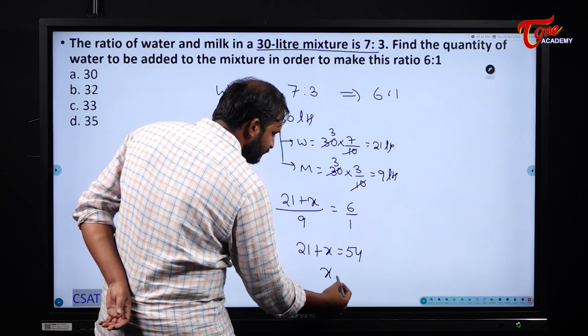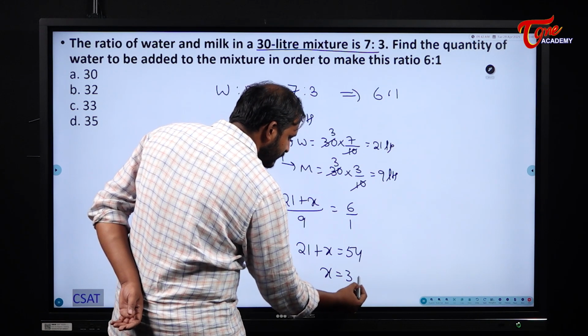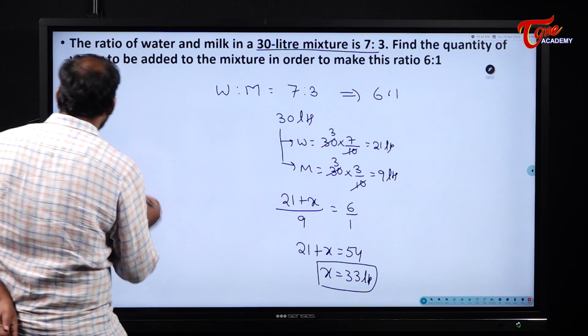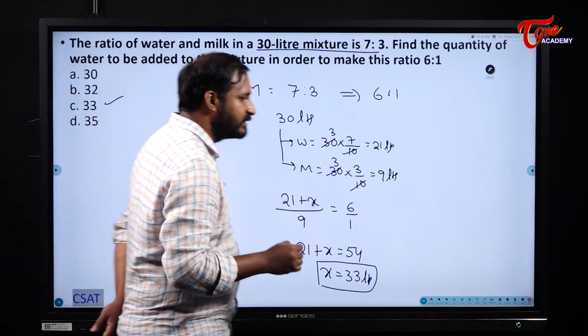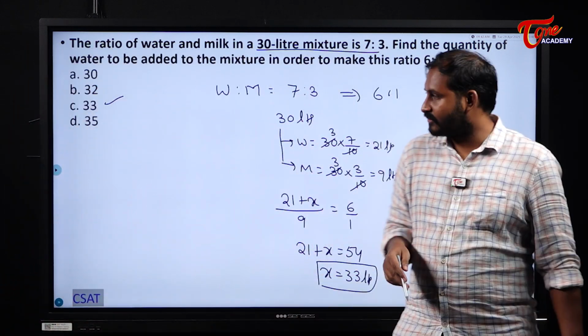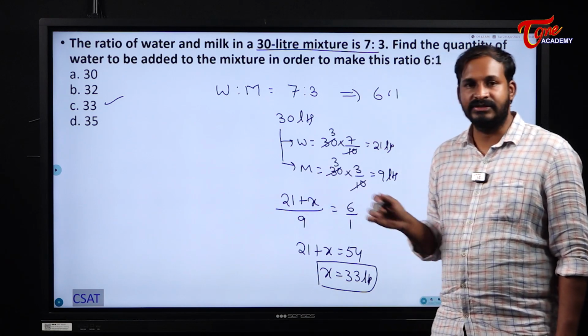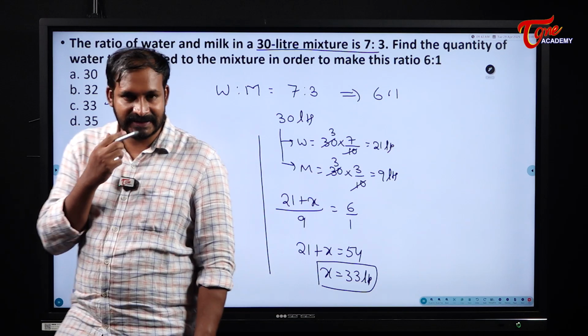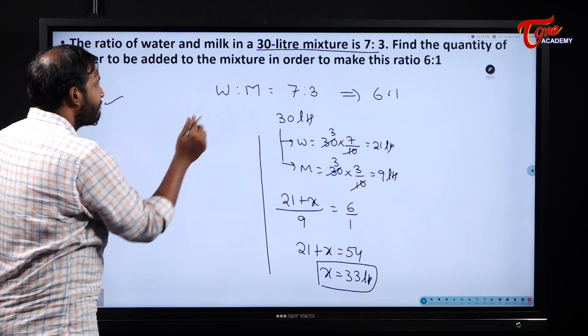So what will be X? What is the value of X? I will get 33 liters here. That means what quantity of water should I add here? I should add 33 liters of water to this mixture, so that the ratio becomes 6:1. Or else the other method is, see here students, please observe here.